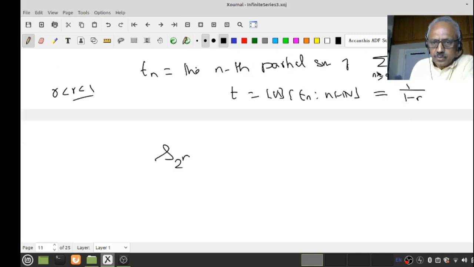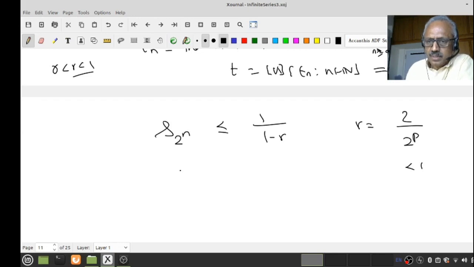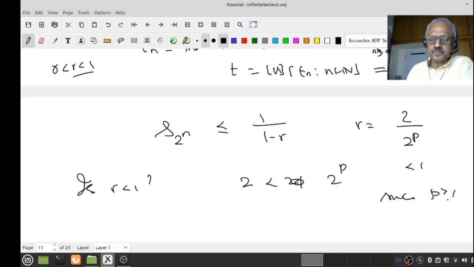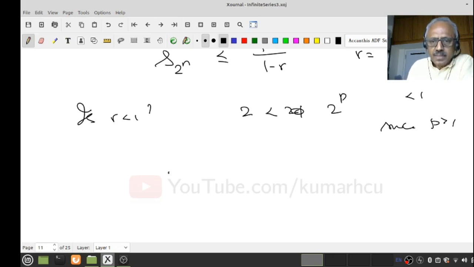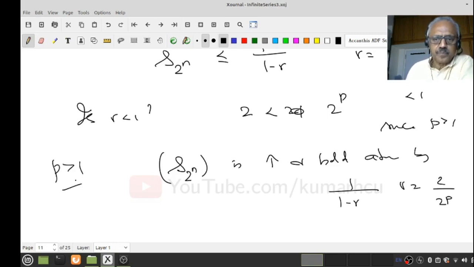Therefore, s 2 power n is less than or equal to 1 by 1 minus r, where r is again 2 by 2 power p. I want this to be less than 1. So is r less than 1? That is clear because 2 is less than 2 to the power p, since p is greater than 1. So what I have shown now is that s 2 to the power n is an increasing sequence and bounded above by 1 by 1 minus r, where r equals 2 by 2 to the power p, for p greater than 1.